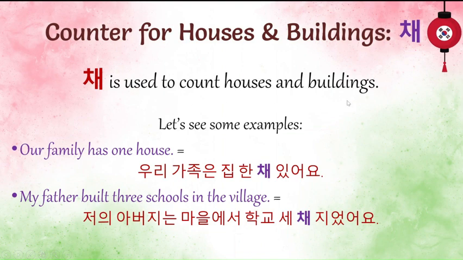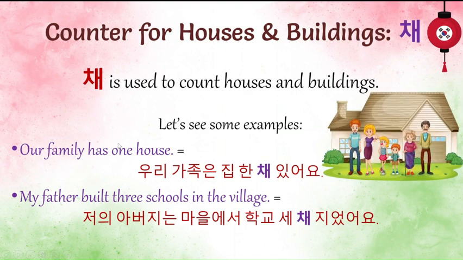So chae is used to count houses and buildings. Okay, so suppose you're walking on a street and you're counting the number of houses on that street, then you'll use the counter chae for that. Let's look at these examples to understand how to use it in sentences. Our family has one house. 우리 가족은 집 한 채 있어요. Our family, 우리 가족. One house.